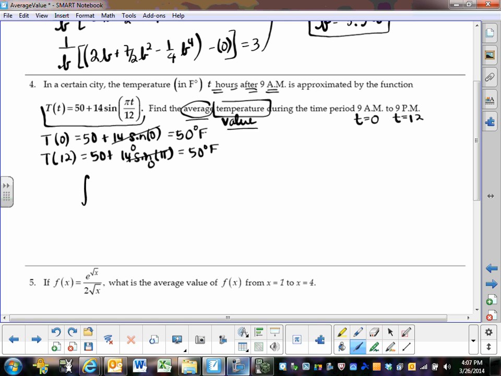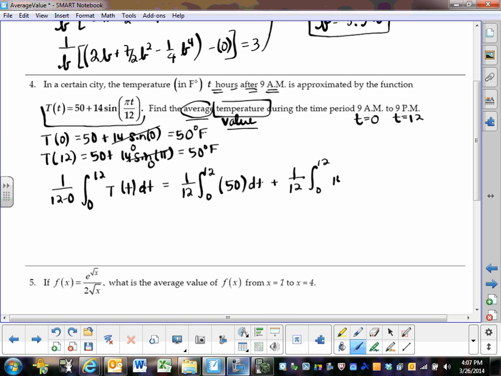So that means 1 over 12 minus 0, 0 to 12, temperature of time dt. So I have 1/12, 0 to 12, 50 dt, plus 1/12, 0 to 12, 4 sine pi t over 12 dt. So the first part is going to be 1/12, 50t from 0 to 12.